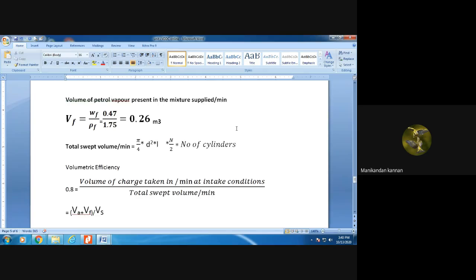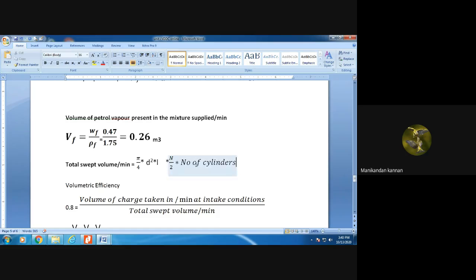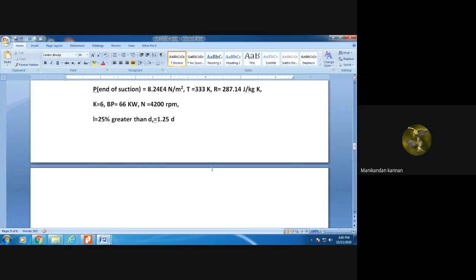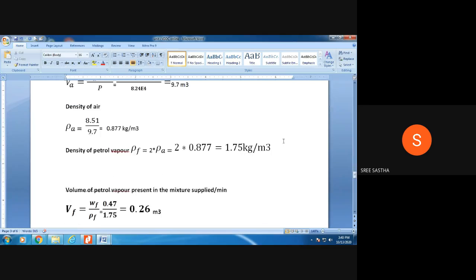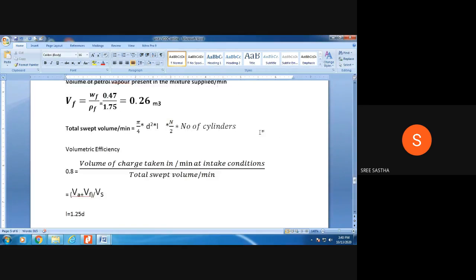ஸோ இந்த ஃபார்முலா வந்து பார்த்தீங்கன்னா pi by 4 D squared L into N by 2 into number of cylinder. நம்பர் ஆஃப் சிலிண்டர் உனக்கே தெரியும், 6. அப்படியே இதை சப்ஸ்டியூட் பண்ணு. இதில் ஒன்றே ஒன்று நீ செய்யணும், D and L தெரியாது. You have to find D and L.